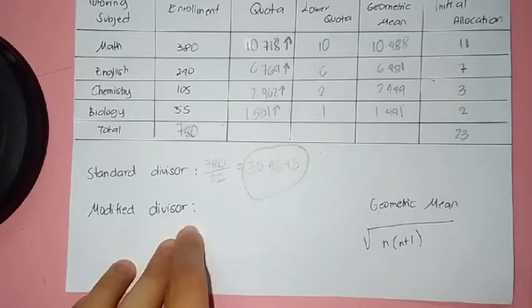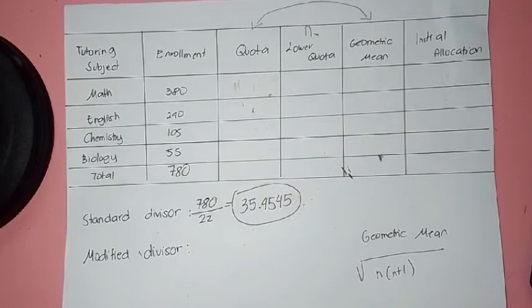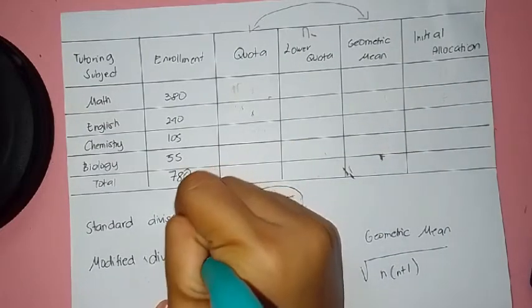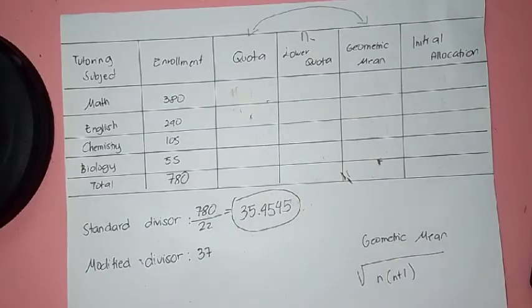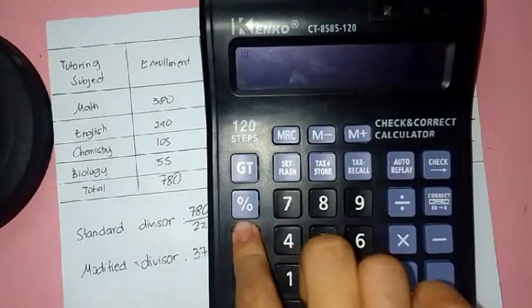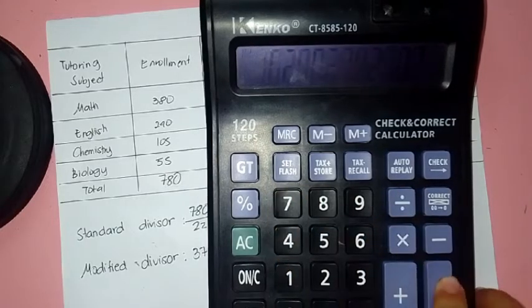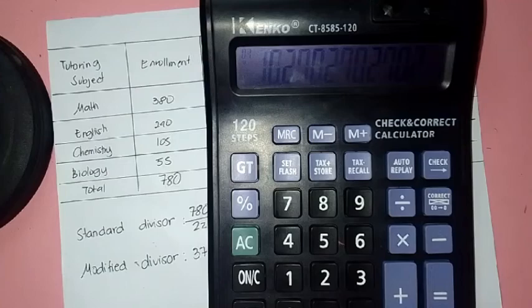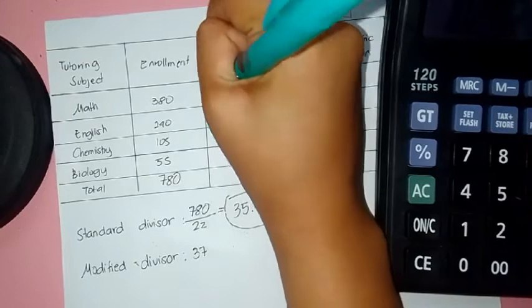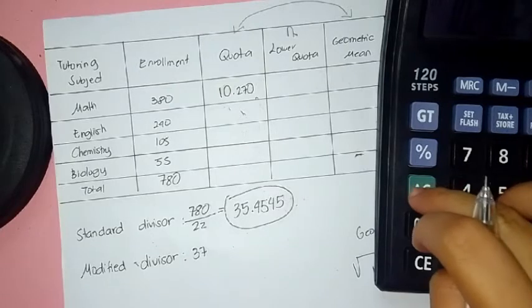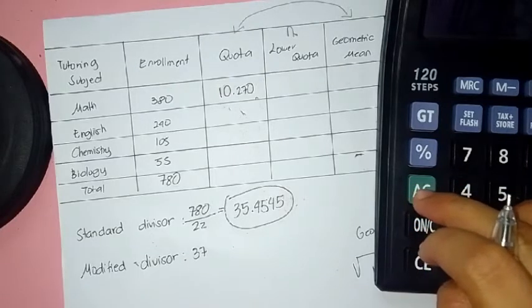So, we modify the divisor. In this case, we increase the divisor. So, we repeat the process. For the modified divisor, 380 divide 37. The answer is 10.270. We do the same in English, chemistry, and biology.